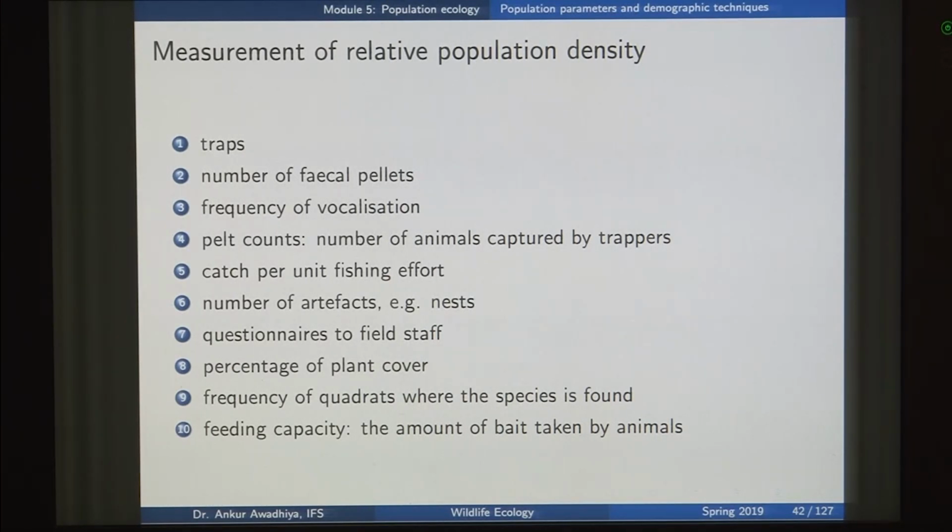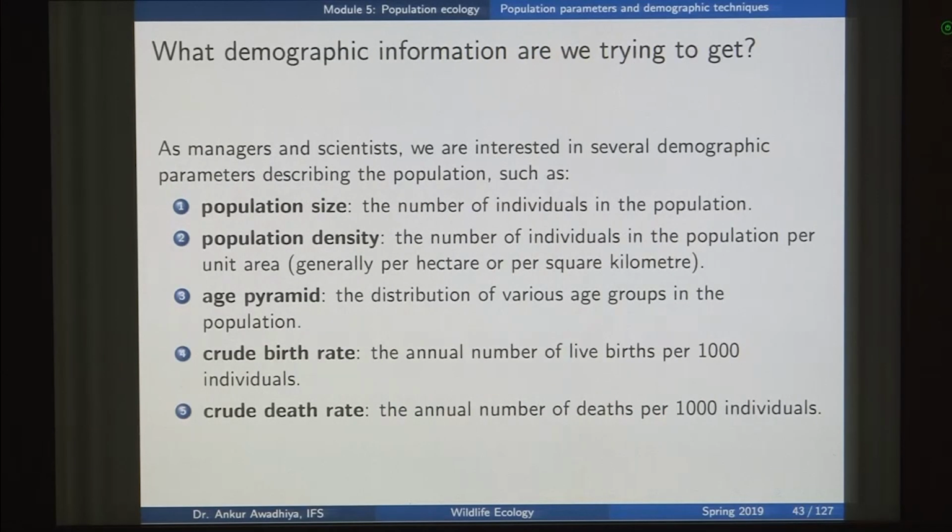Number of artifacts, how many nests do you have in an area, or you can ask the field staff how many animals have you seen, or you can go for percentage of plant cover. The more cover that you have, the more animals you will have, or frequency of quadrats where the species is found, or the feeding capacity. So, you put some amount of feed in these two areas. In one area most of the feed gets eaten up, so that should be having more animals.